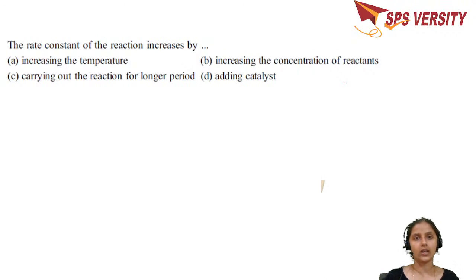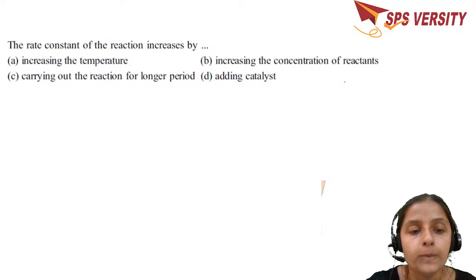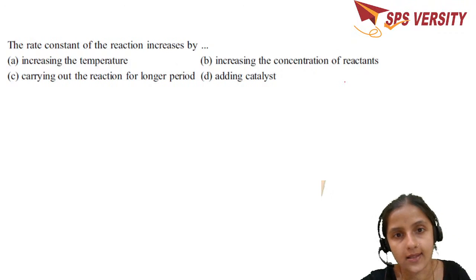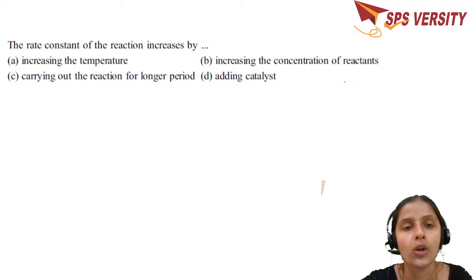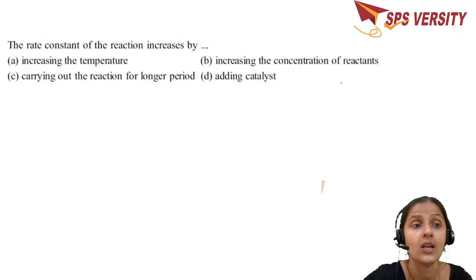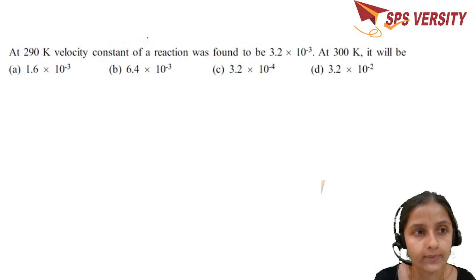The rate constant of the reaction increases by increasing the temperature, increasing the concentration of the reactant, carrying out the reaction for a longer period, adding a catalyst. Increasing the concentration of the reactant, carrying out the reaction for a longer period, that cannot be the answer. Option C cannot be the answer. By increasing the concentration of the reactant and the addition of the catalyst, the rate of the reaction increases, but the rate constant increases by increasing the temperature only.